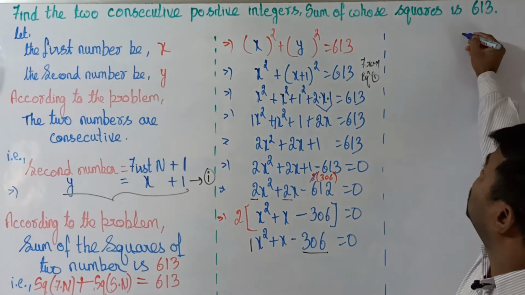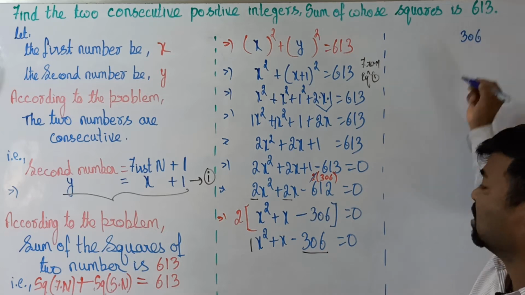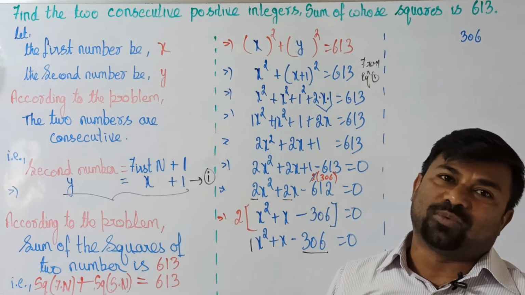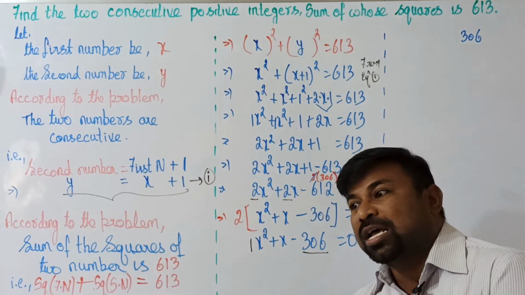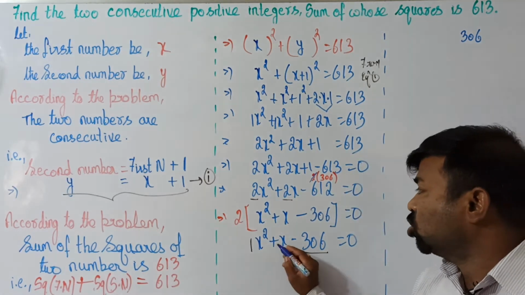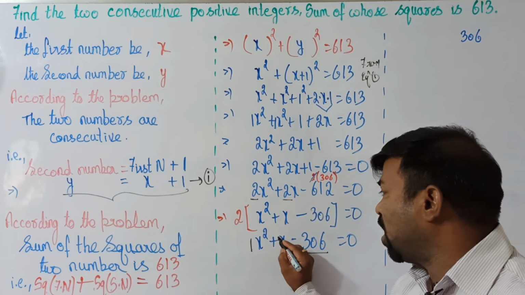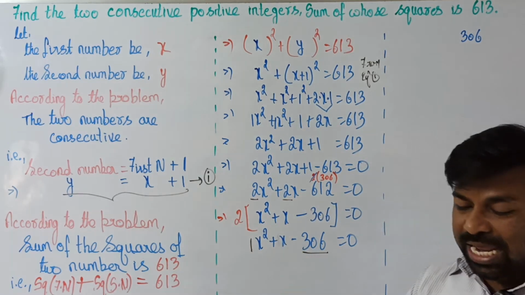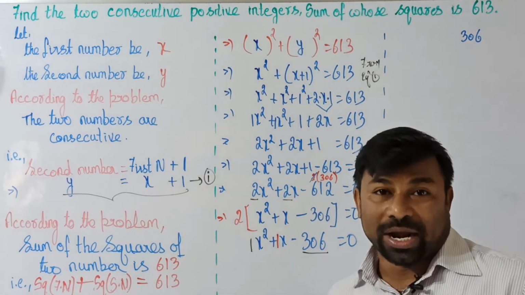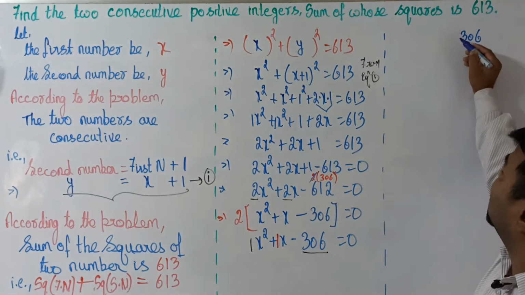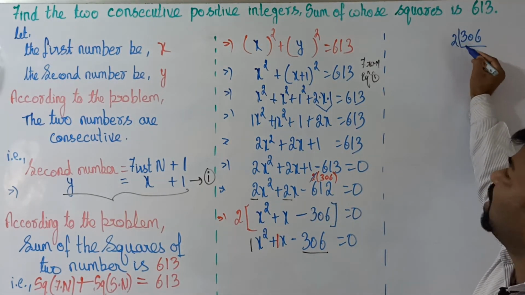So 1 into 306 is nothing but 306. Let's find the factors of that so that the sum or difference of those two factors should be the quotient 1. Select a number so that we get 1 there. So let's work on that. I'm finding the factors of that.